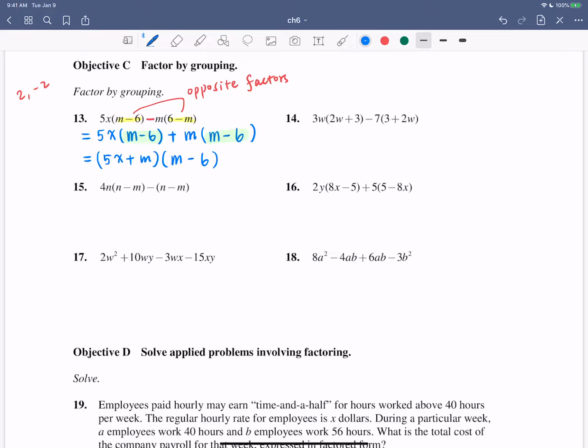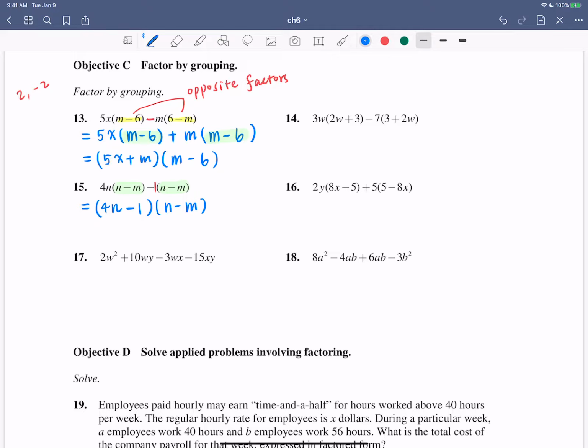Moving on to number 15. Number 15, I would say it's much easier compared to number 13 because both of these have m minus n. They're not opposite factors, they're exactly the same factor. Before we do the factoring out, I'm going to put an invisible one in front of m minus n. Now we are able to factor. If we factor out m minus n, the first term we have a 4n left. And the second term, we have a negative 1 left. So you just put them together. Inside the second parentheses, it's the GCF that we took out, which is m minus n. And that completes the factoring for number 15.